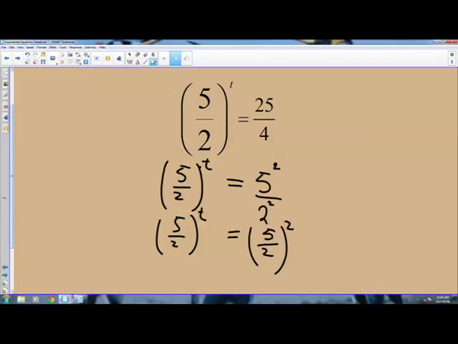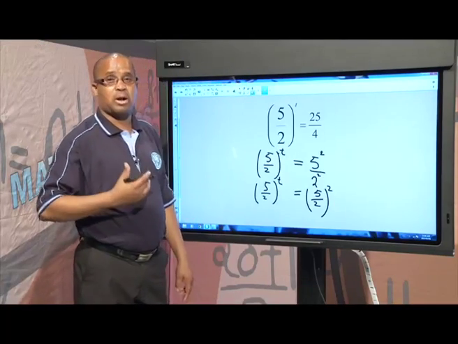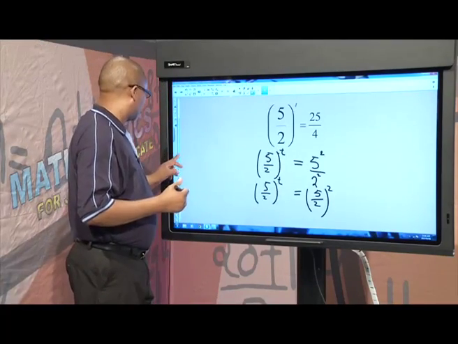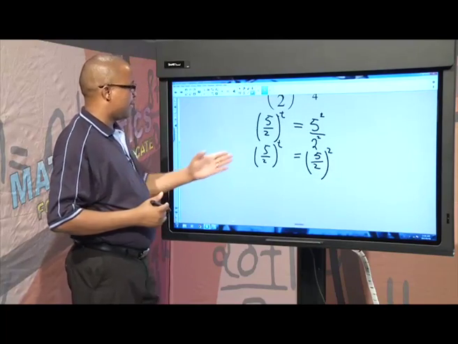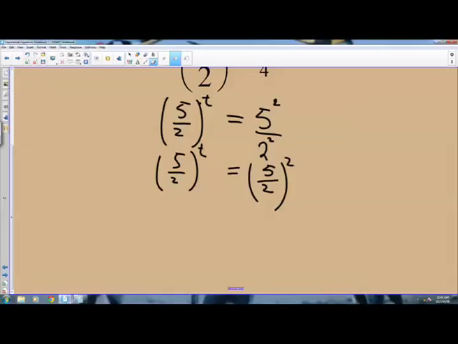We can introduce the brackets because the numbers 5 and 2 are raised to the same power. In this case, they are raised to the power 2. So we can introduce the brackets and say 5 over 2 all raised to the power 2. And then when we check, 5 over 2 is the same as 5 over 2. Therefore, t is equal to 2. This is the value of t. We have solved this exponential equation.